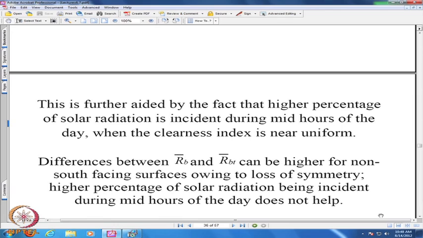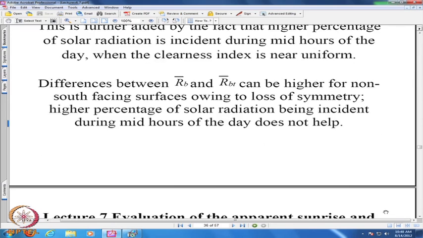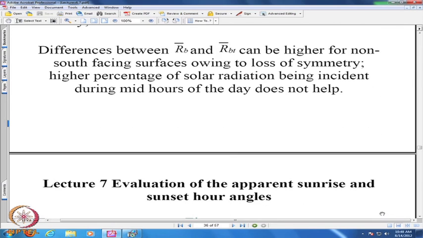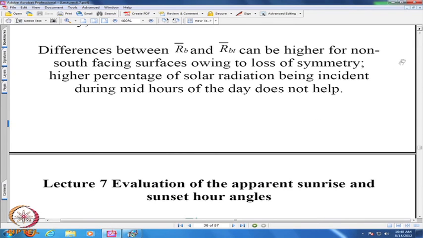Consequently, the error that may arise owing to non-uniformity in the clearness index is very small, since it is likely to occur at low intensity of radiation times. And this is particularly true if the surface is south facing. If the surface is non-south facing, the symmetry is broken and you may not have the uniformity, and people have found that there will be some significant, rather appreciable differences between terrestrial values and the extraterrestrial values.